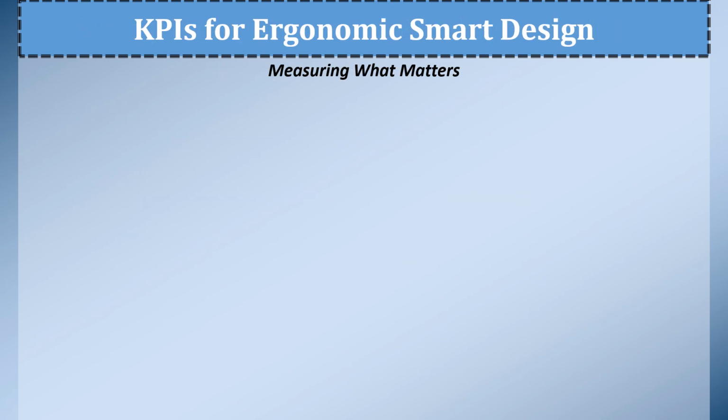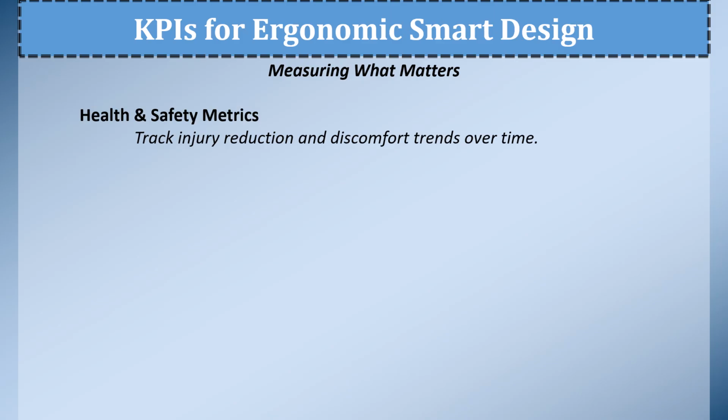KPIs for ergonomics smart design. Measuring what matters: health and safety metrics. Common KPIs include reductions in MSD injuries, reported discomfort, and absenteeism. These indicators reveal whether ergonomics changes are truly improving health outcomes over time.